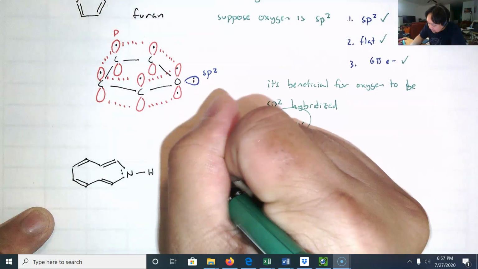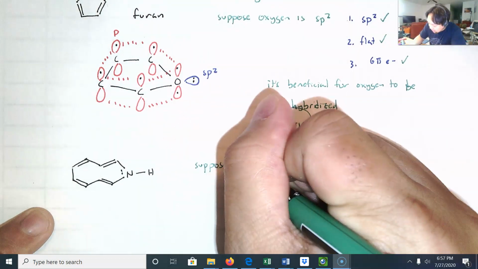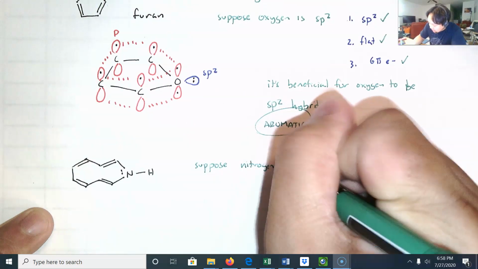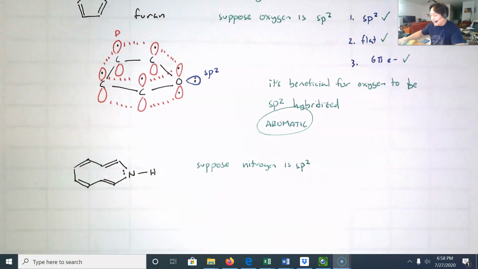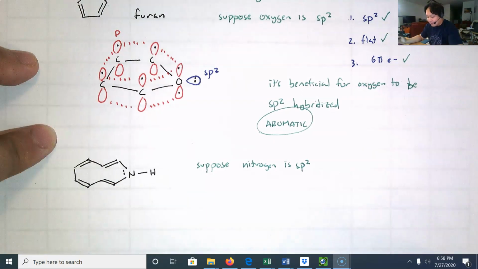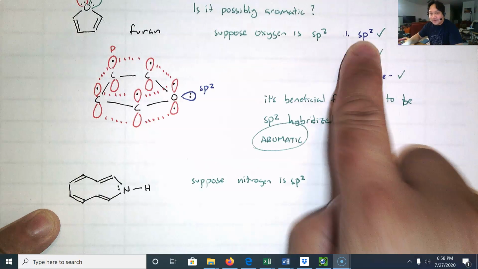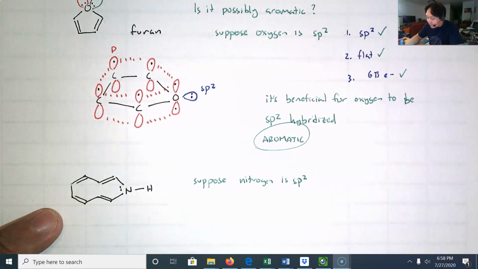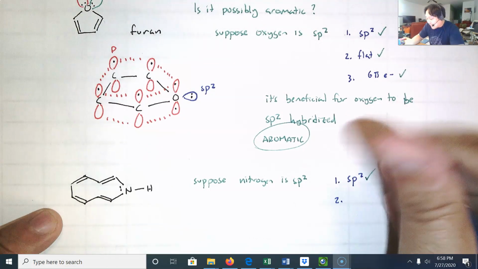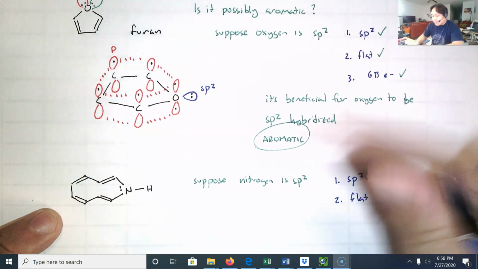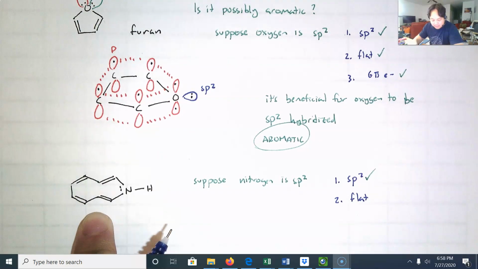So again, we are going to suppose the nitrogen is sp2. We only have one lone pair. So instead of drawing the whole molecule, let's do this analysis first. If we suppose the nitrogen is sp2, then yes, rule number 1 is good. All atoms are sp2. Rule number 2, flat. Very interesting actually.